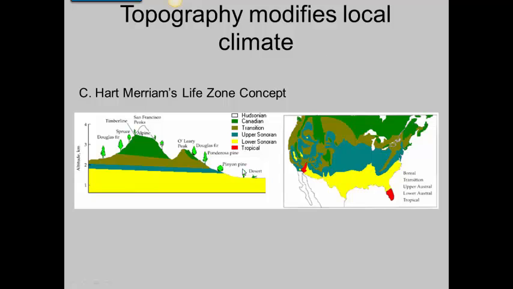So this was his idea of the life zone concept. And as we can see here, it grades from a desert to sort of a high desert up into a mixed conifer forest, and then a forest that's more of a boreal forest dominated by fewer tree species, coniferous tree species, and then finally up above tree line where you have very few trees and more herbaceous plants.